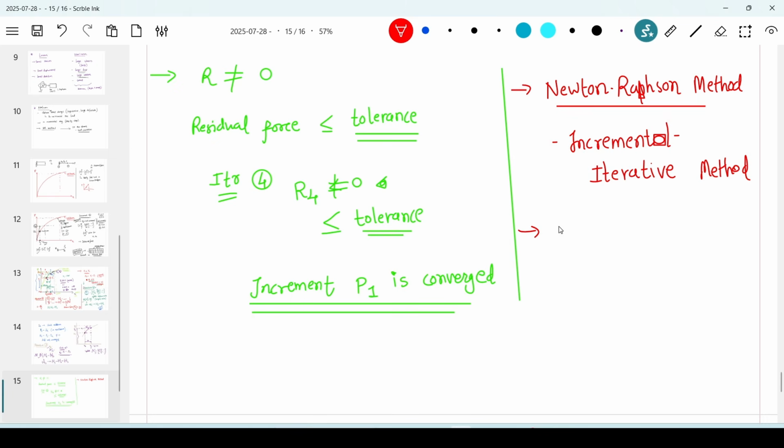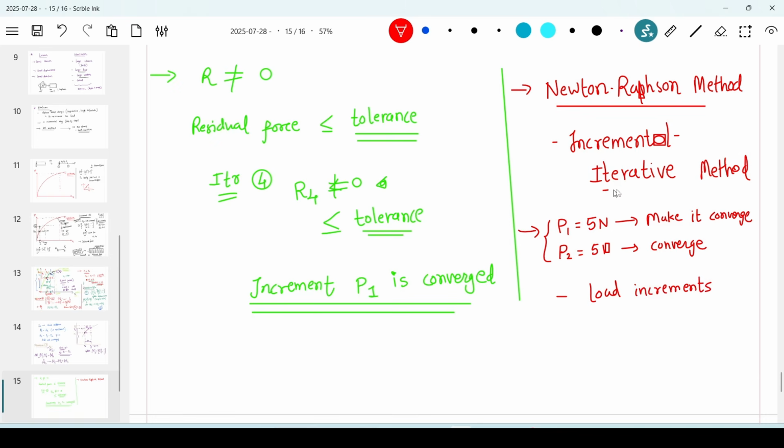Now we have taken the full load. But let's take P1 equal to 5 Newton. Then you perform some iterations and make it converge. Then you can take P2 equal to another 5 Newton, and then converge it with some iterations. So in incremental, I am solving by applying load increments.